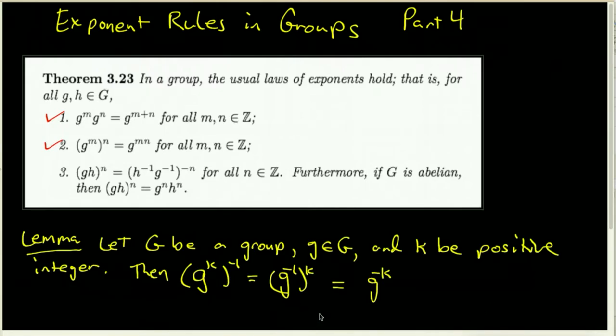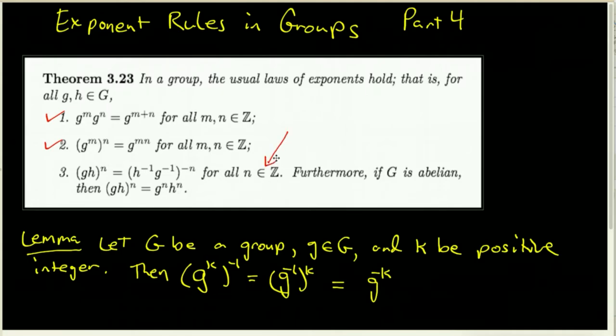This lemma extends the usual way of thinking about exponents when we have a positive integer to exponents that are a negative integer. g to the minus k is the inverse of g raised to the k, or g to the k's multiplicative inverse. In this video, I want to look at proving the third property of Theorem 3.23.